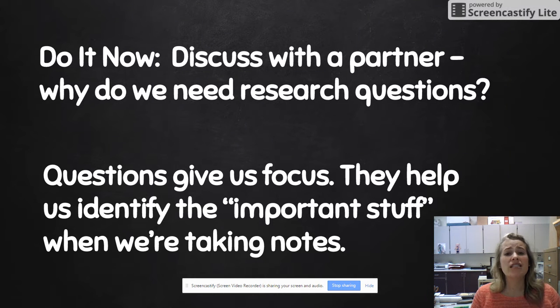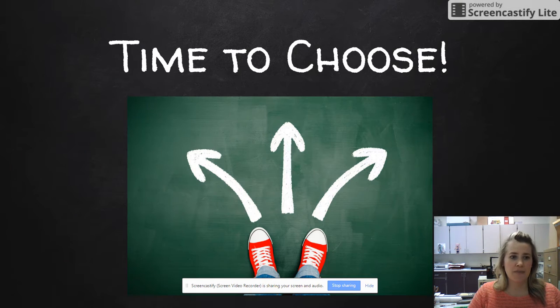Okay, so research questions give us focus. They help us narrow in when we're looking at a source and identify which information is actually going to be important. When we're taking notes, we don't want to just copy and paste or write down everything we find. We want to be able to hone in on the important stuff that will really directly address our topic. So that's why we use a research question.